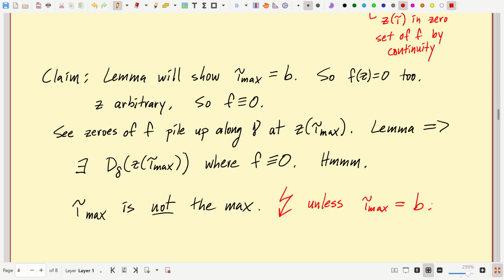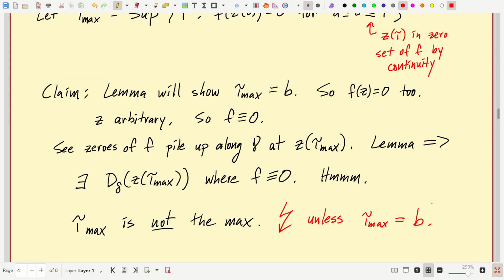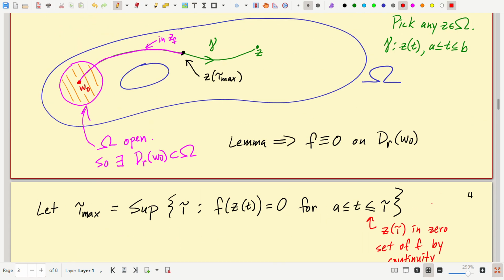Question? I'm a little confused. We defined a disk over w naught, so why could you claim that everything from w naught to the boundary of the disk is in the 0 set? Let's see. My little lemma: the zeros pile up at w naught, and my little lemma then implies that the function has to be identically 0 on that orange shaded disk. If the zeros pile up, then all the coefficients in the power series have to be 0. Otherwise, the 0 would be isolated.